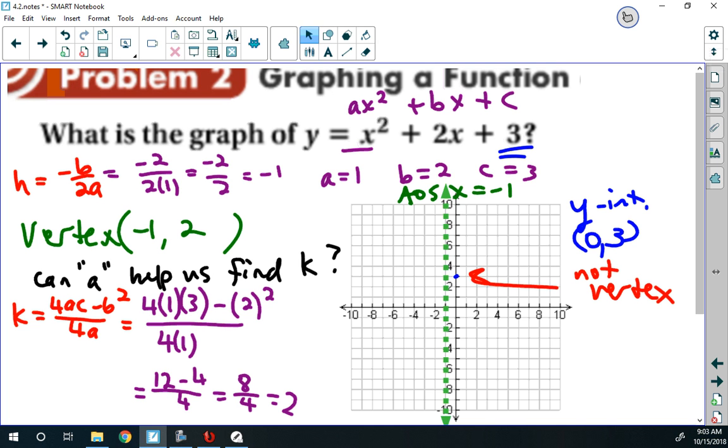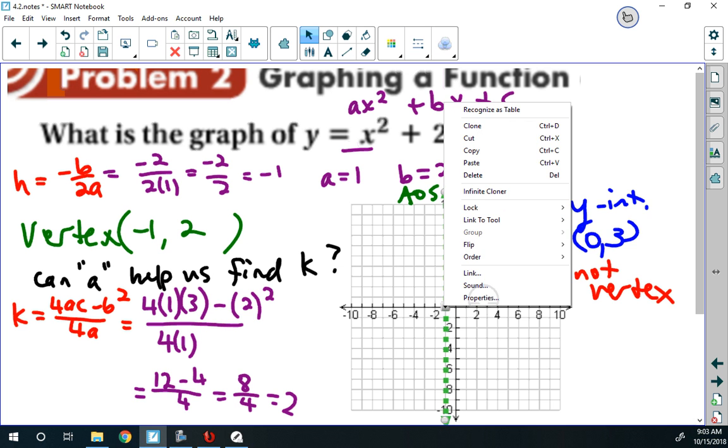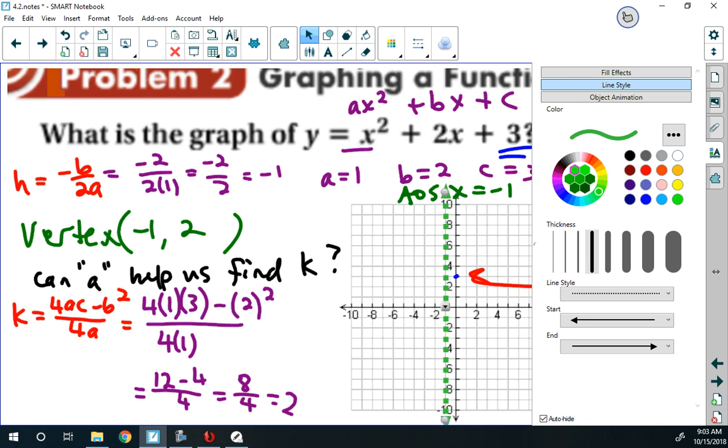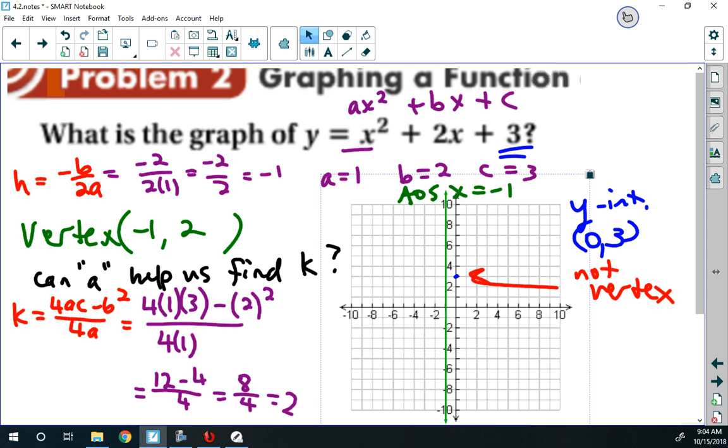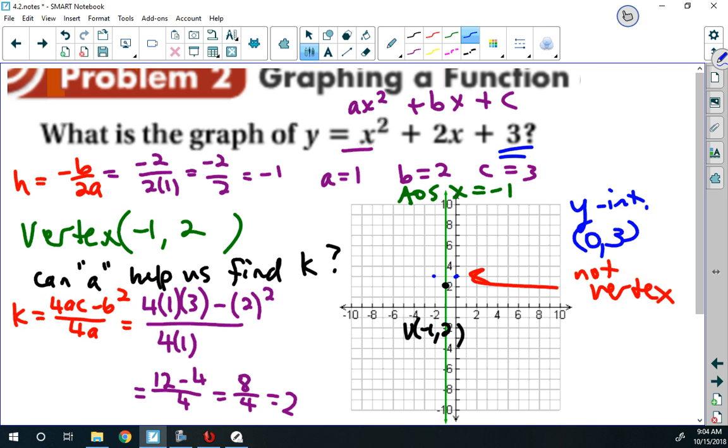I'm not a big fan of that axis of symmetry I got. It's kind of hard to see around it. So maybe we'll change it. There we go. Okay, so there's my axis of symmetry. My vertex is negative 1, 2. By symmetry, I could plot this point over here, right about there. That's not a bad start to the graph, but I probably should get one more point.